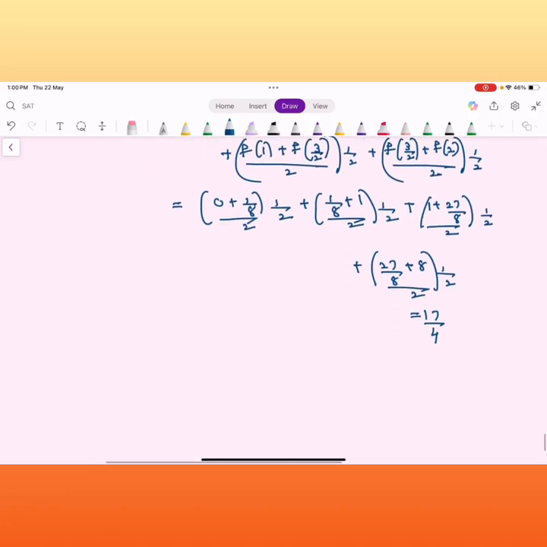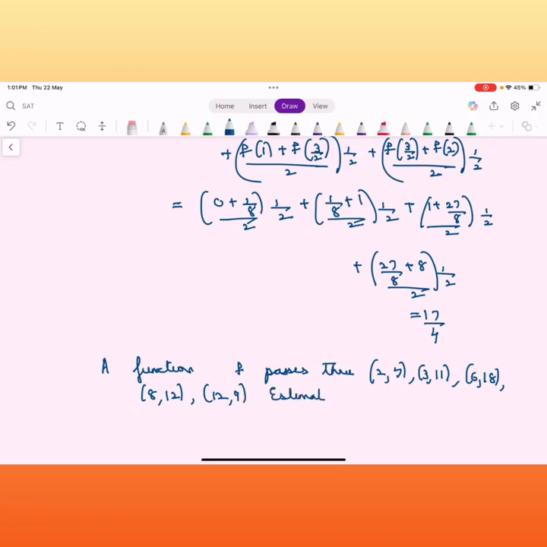So let's do one more problem on this. A function f passes through (2, 7), (3, 11), (6, 18), (8, 12) and (12, 9).